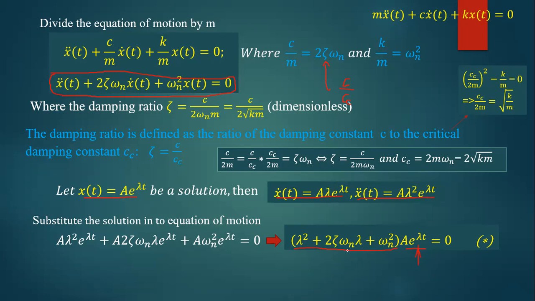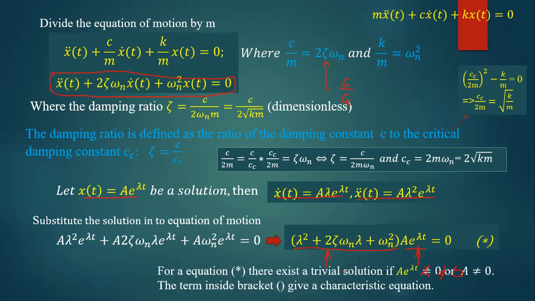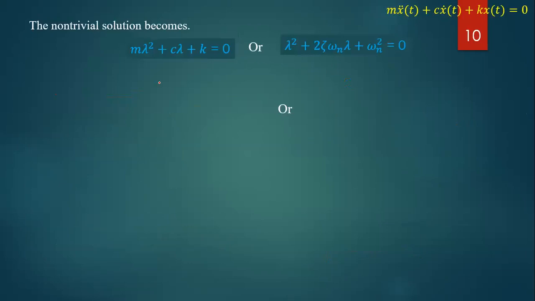The non-trivial solution will be obtained by equating this to 0, which is the characteristic equation of the motion. This equation equal to 0 implies this is the characteristic equation, with A different from 0. So m lambda squared plus c lambda plus k, this is the characteristic equation, which is equal to 0.